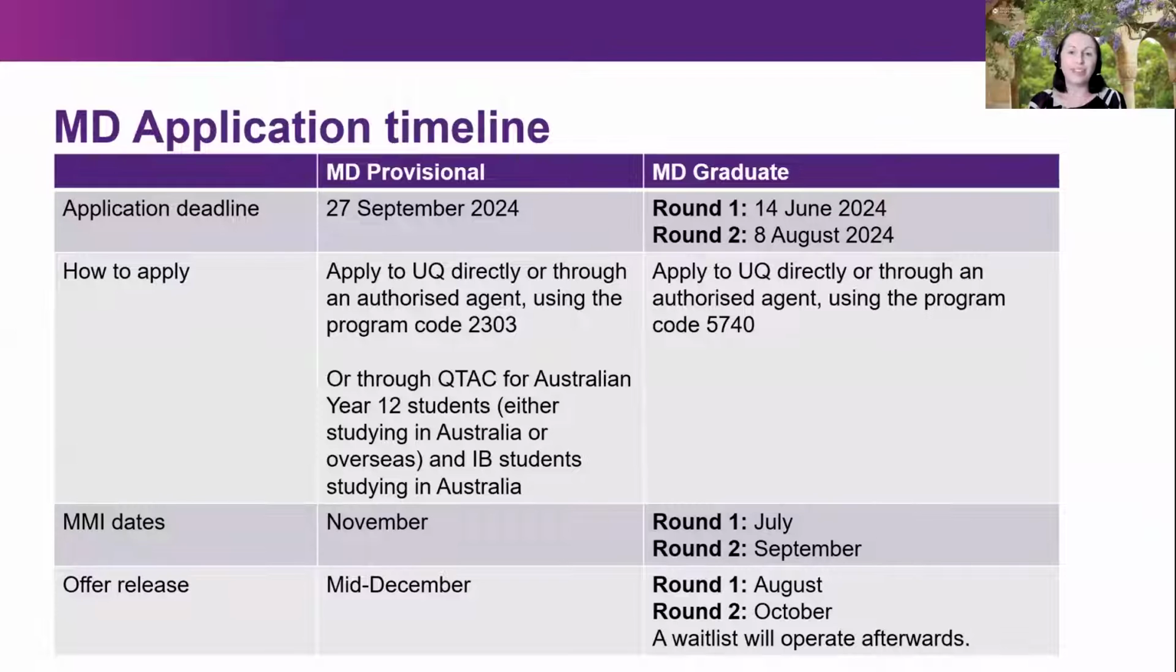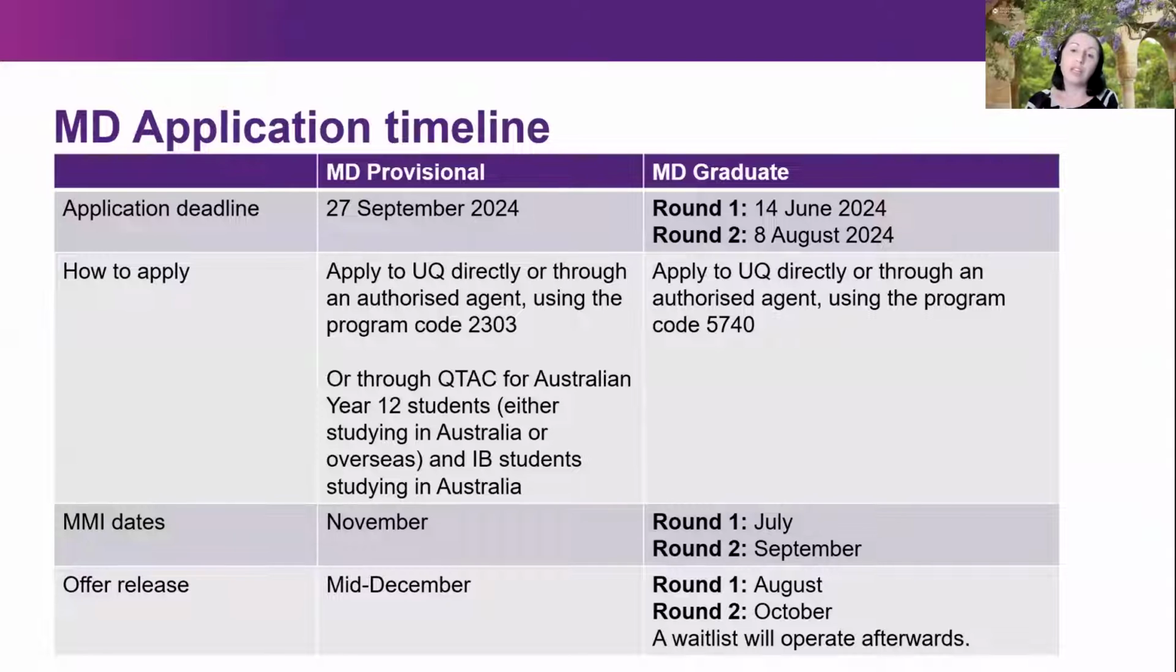Okay, again, the important dates, very important information, the application timeframe. So for provisional entry, the application, as I said before, is due by the 27th of September. You can apply either directly through UQ or through QTAC, the Queensland Tertiary Admissions Centre. The MMI dates, so the interview dates, will be in November and the offers will be released in mid-December.